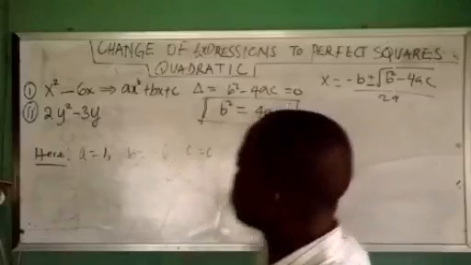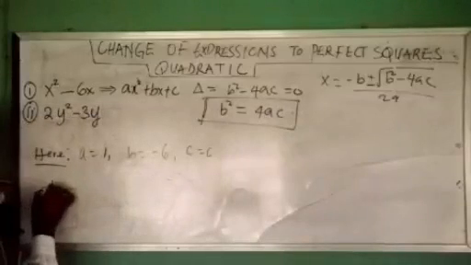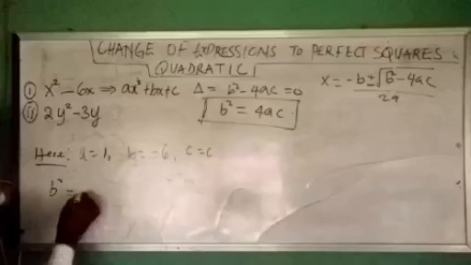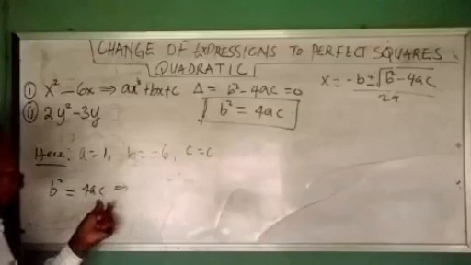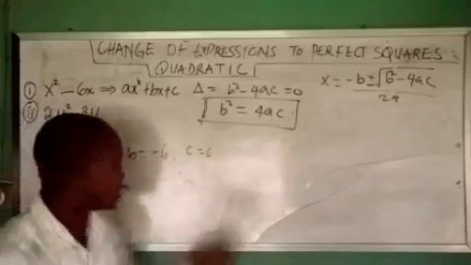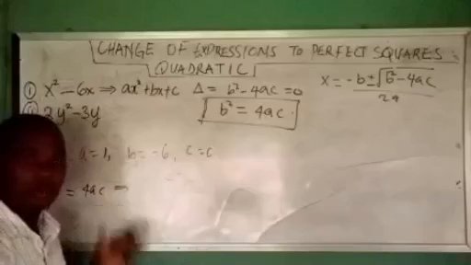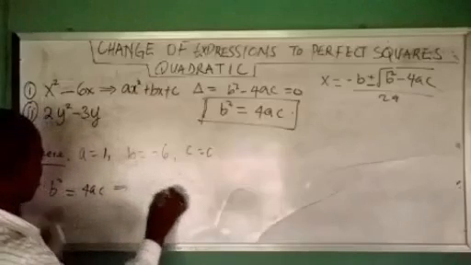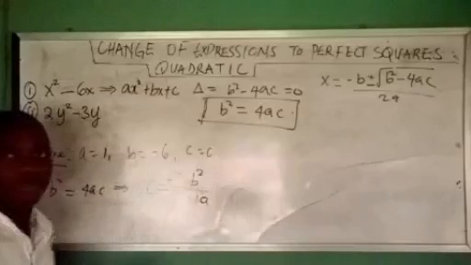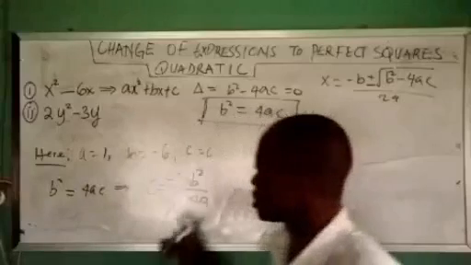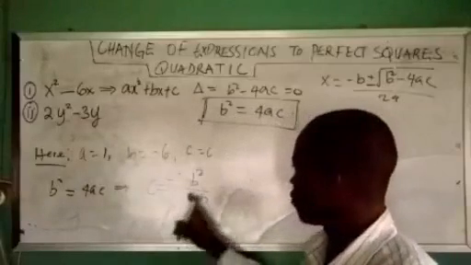So from here, we now bring this formula: b squared equals 4ac. You divide through by a because we want to look for the value of c. So therefore, making c the subject of the formula, we have c equals b squared over 4a. Are you following?